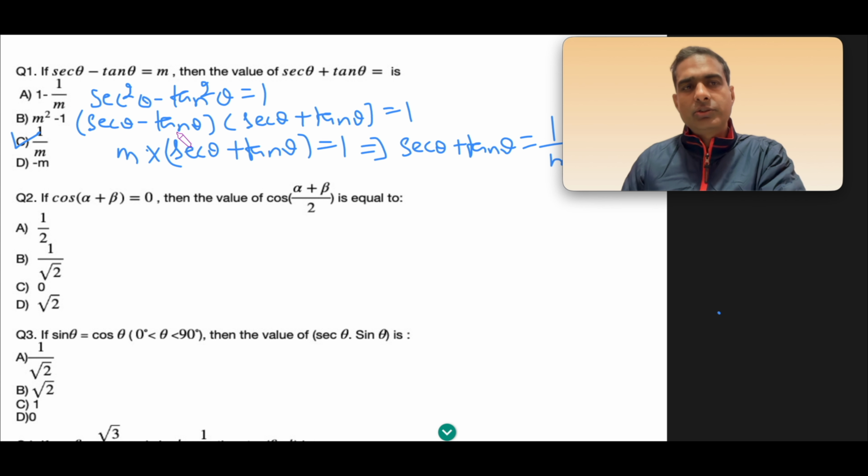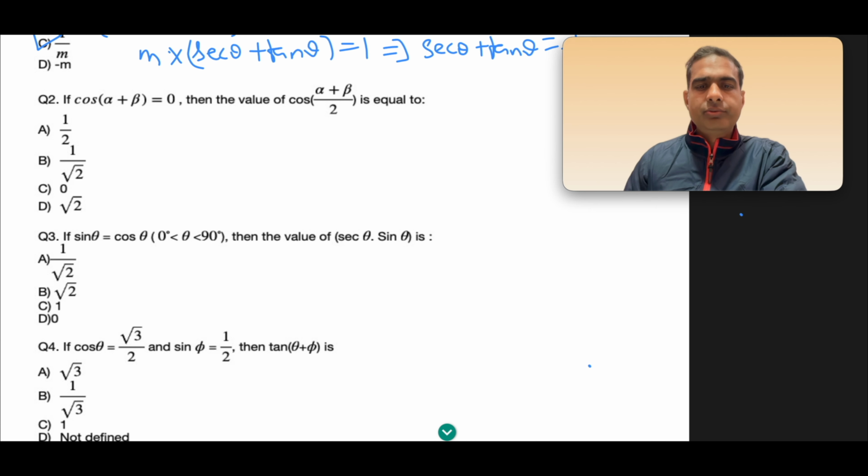So in this question, what we did, we applied the trigonometric identity sec square theta minus tan square theta is equal to 1, and using the formula A square minus B square, we wrote sec square theta minus tan square theta as sec theta minus tan theta times sec theta plus tan theta, substituted the value of sec theta minus tan theta in this equation and shifted m to the right hand side. It came in division, so its answer will be 1 by m, the option C.